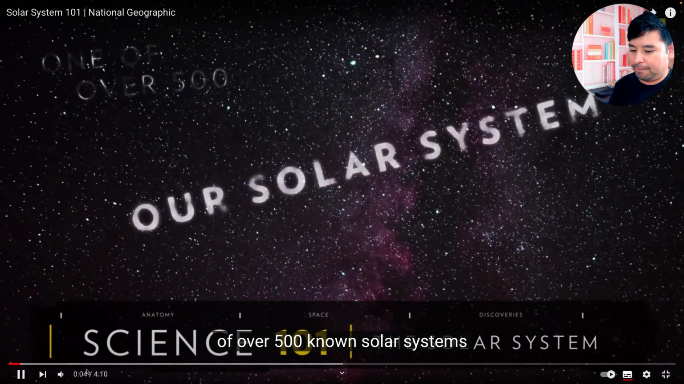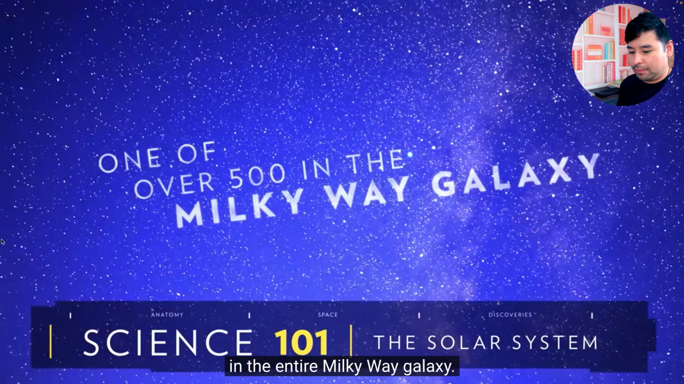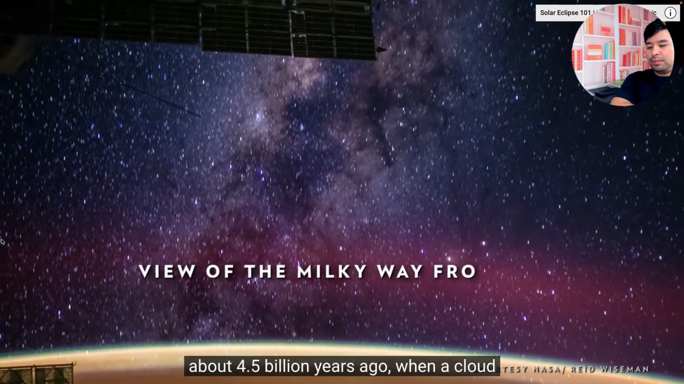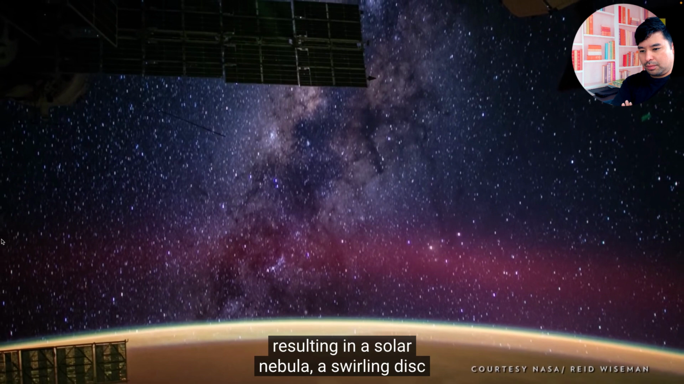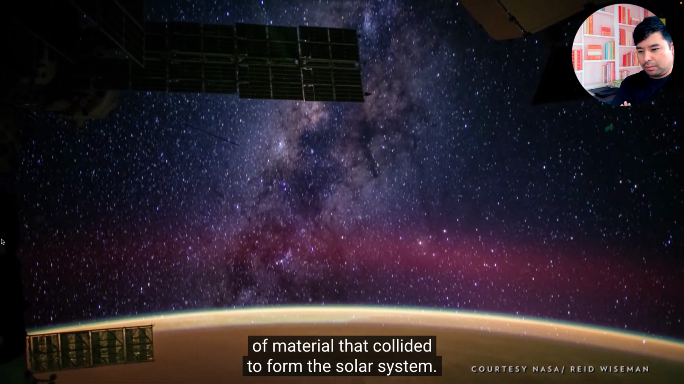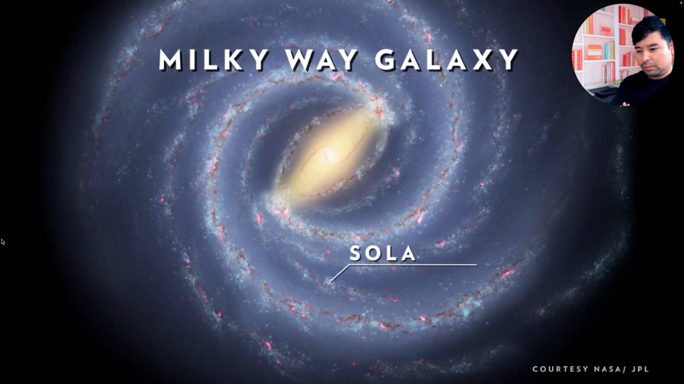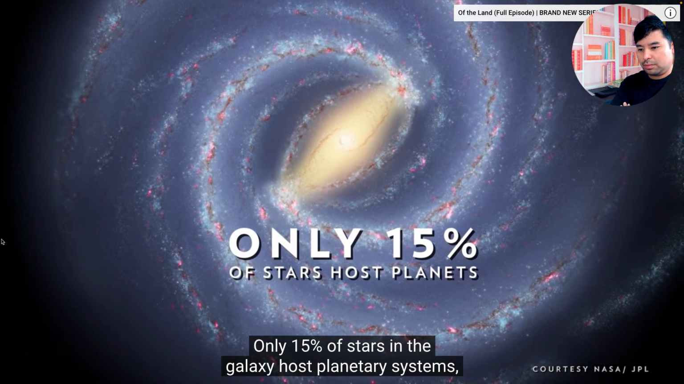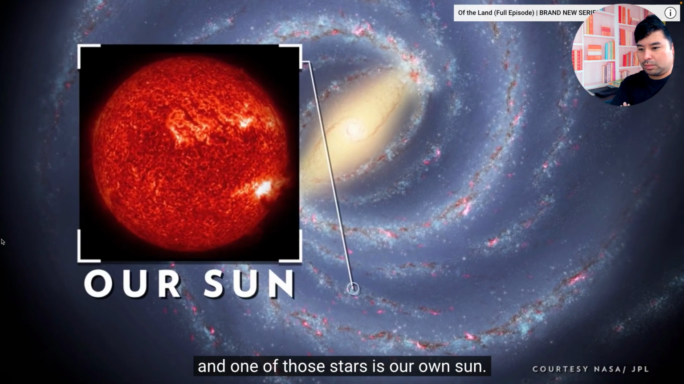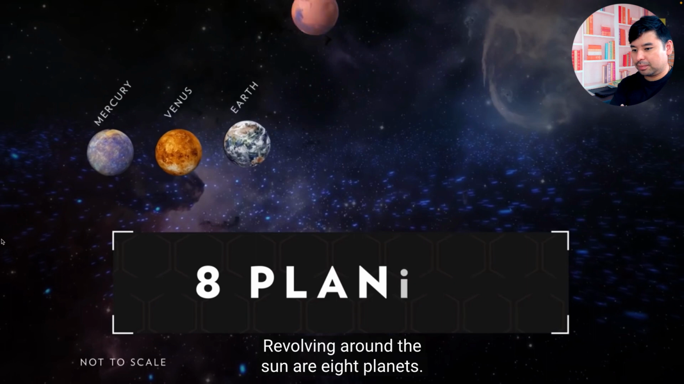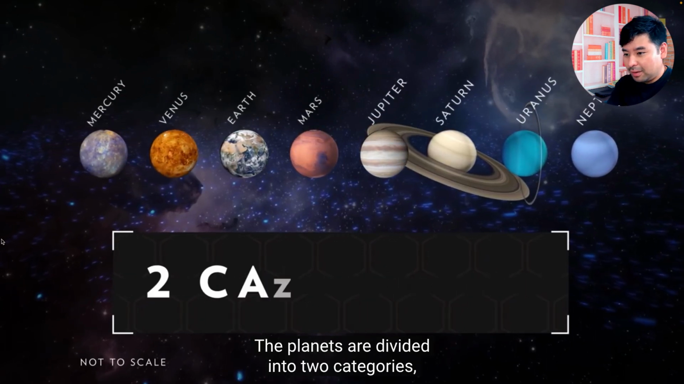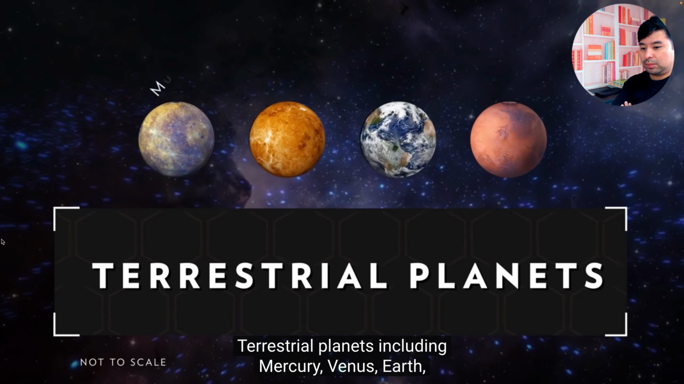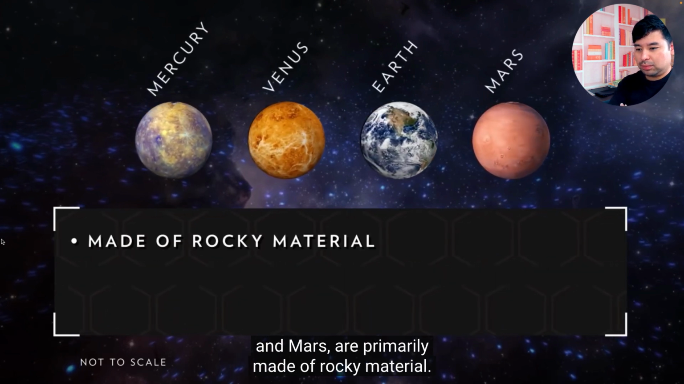Our solar system is one of over 500 known solar systems in the entire Milky Way galaxy. The solar system came into being about 4.5 billion years ago when a cloud of interstellar gas and dust collapsed, resulting in a solar nebula, a swirling disk of material that collided to form the solar system. The solar system is located in the Milky Way's Orion star cluster. Only 15% of stars in the galaxy host planetary systems, and one of those stars is our own sun. Revolving around the sun are 8 planets. The planets are divided into 2 categories based on their composition: terrestrial and Jovian. Terrestrial planets, including Mercury, Venus, Earth, and Mars, are primarily made of rocky material.